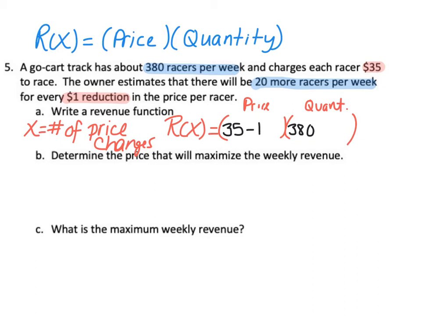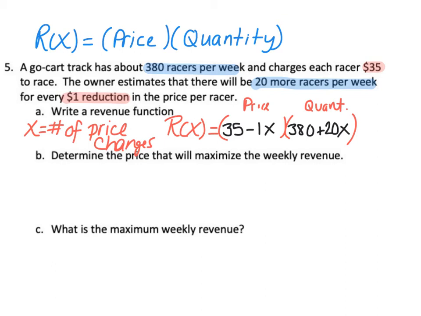So -1, but they don't just drop it one time. How many times do they drop it? We don't know. So 1 times x. What happens to the amount of racers? Well, more people show up. So I'm going to add how many? 20 each time they change the price. So plus 20x. Some things to notice: in these revenue functions, I got one that's a minus and one's a plus. You will always have that. All right, so there it is.